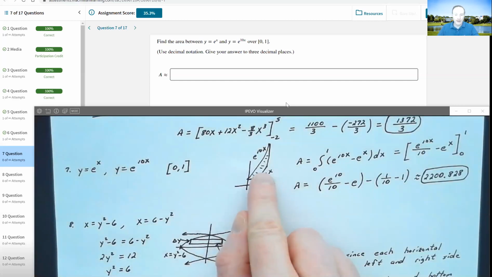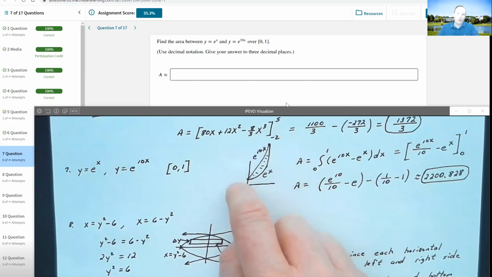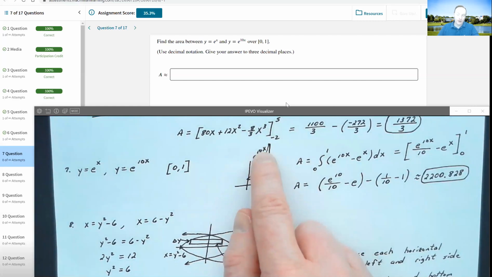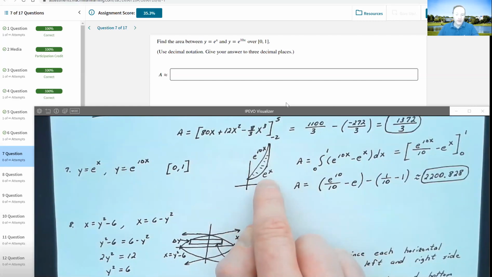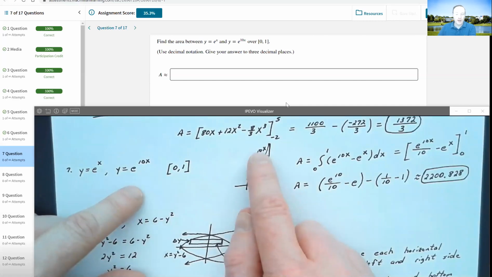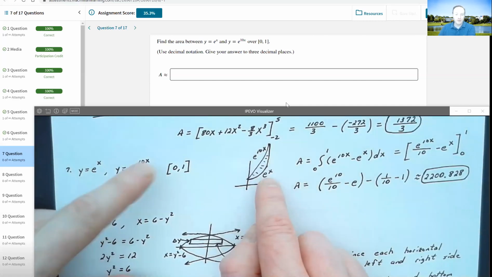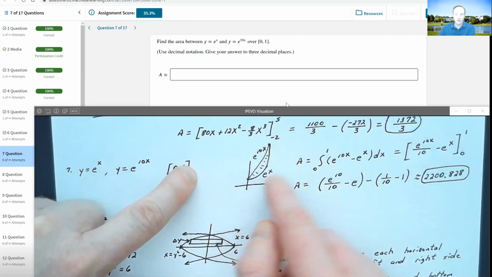Did you have to graph that one out to see that? No, I just did to try to be helpful. And the e to the 10x actually grows way more rapidly than what I have it shown here. But we'll say that this is okay for our problem. And we can say top function minus the bottom function from 0 to 1.